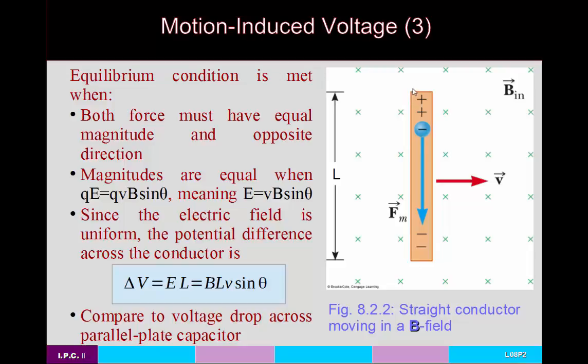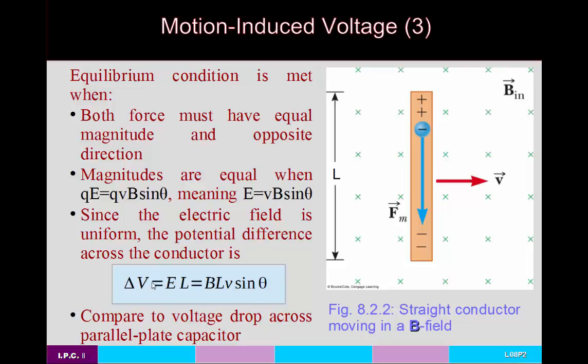That's for a uniform E field, and again the E field is uniform because it looks kind of like an unusually shaped parallel plate capacitor. So what this means is that the voltage drop from one edge to the other is going to be E times L, which, since E is VB sine theta, would be BLV sine theta.